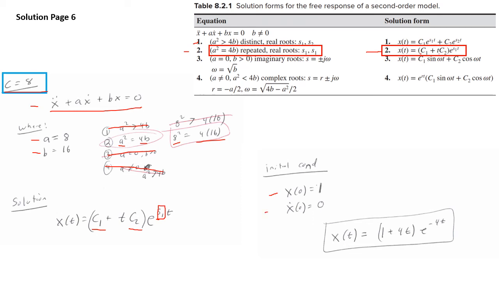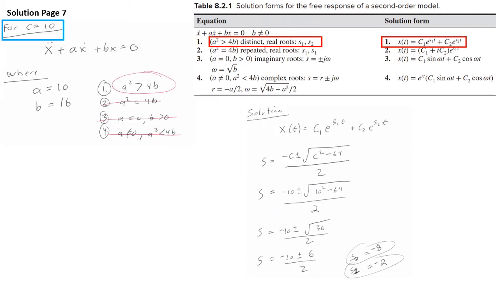x of 0 is equal to 1, and our x dot of 0 is equal to 0 here. So we can plug in those initial conditions, and what we end up with is that x of t is equal to 1 plus 4t times e to the negative 4t.